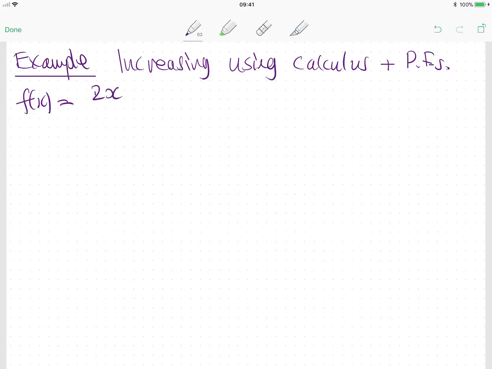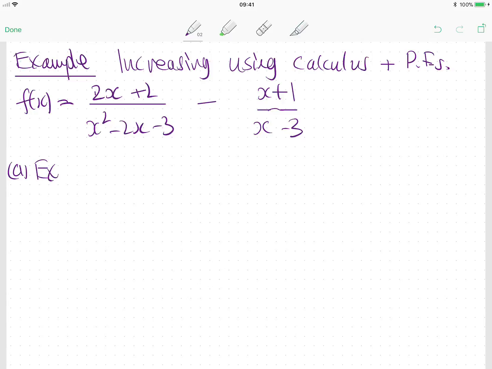f of x is 2x plus 2 divided by x squared, take away 2x, take away 3, and just for fun we can add on another term, which is x plus 1 divided by x take away 3. Okay, so the first question, express this function as a single fraction.